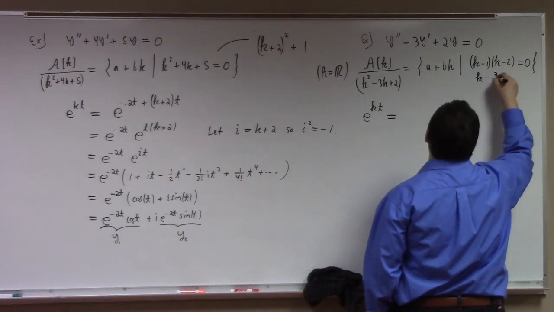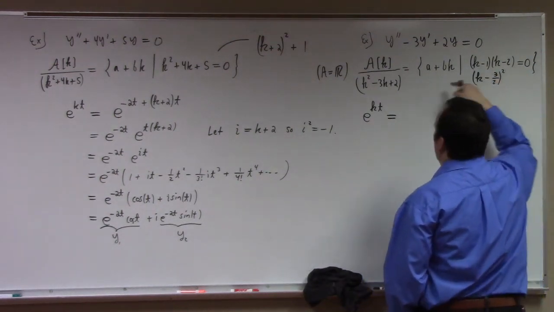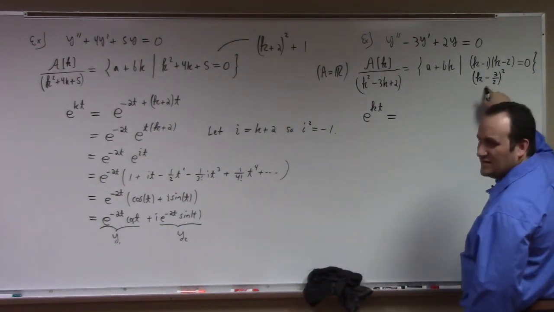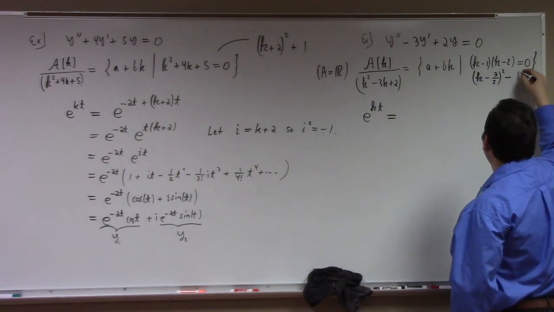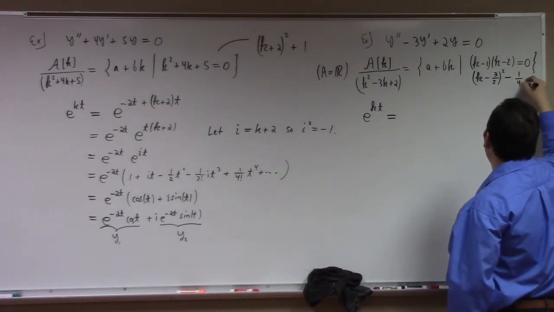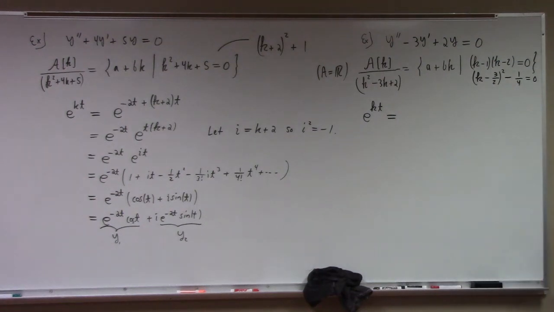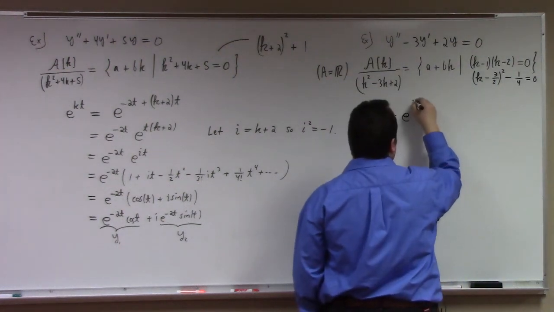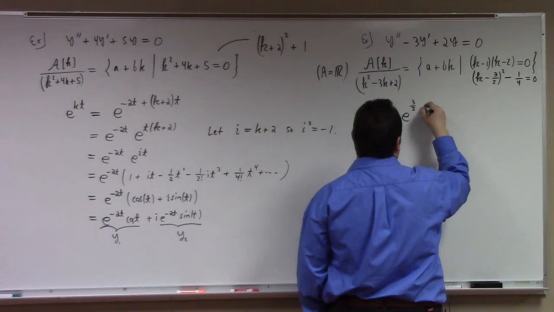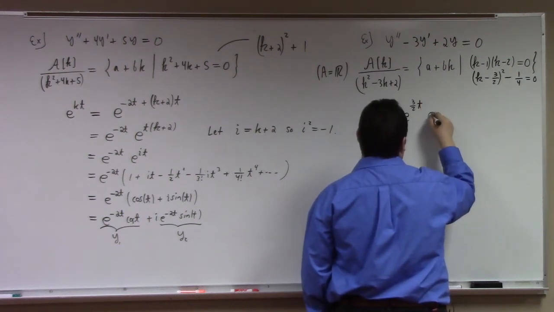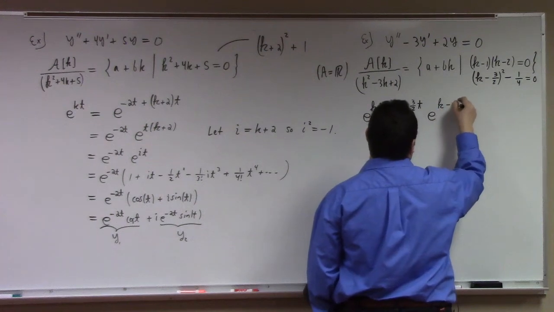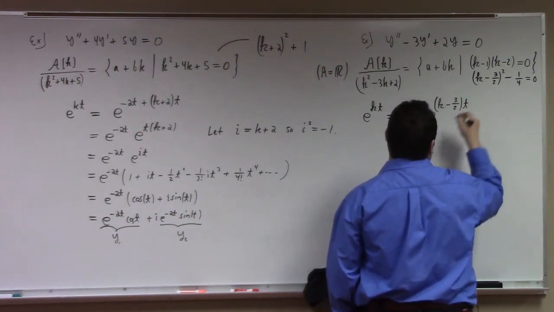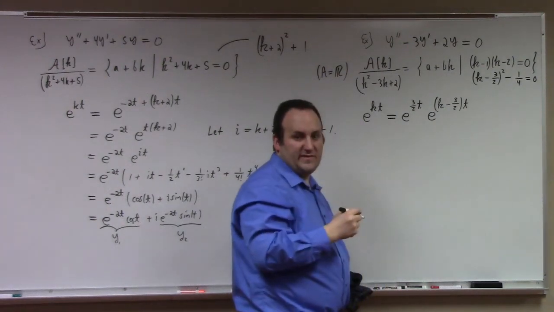It's a bitter medicine. k minus 3/2. I just hate fractions so much. It's unhealthy. k minus 3/2 squared. And then what do I got? Minus 5/2? Minus 5 what? Minus 1/4? Okay. Well, that's not too bad. So I better add and subtract 3/2. Yeah? So e to the 3/2 t times e to the k minus 3/2 t, right? And let me suggest a notation.